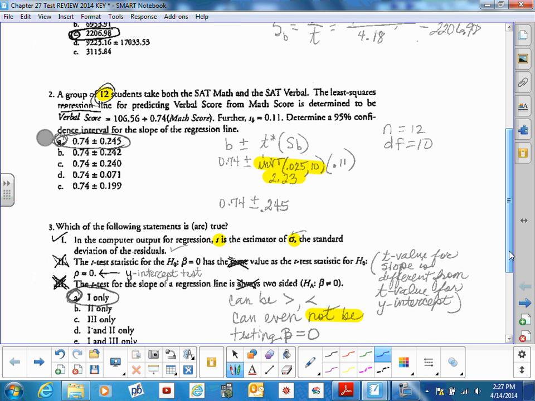Now, on this number 2, I wrote down what the formula is: B plus or minus T star times standard deviation, because you have to be able to get an interval by yourself with a formula without having the individual pieces of data. So this formula right here is your key, and I want to remind you where that is located on the formula chart.